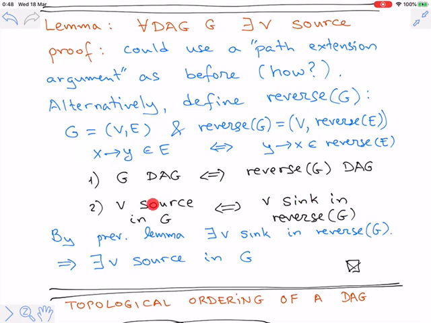Now, if a vertex V is a source in G, then it is a sink in the reverse of G, because if V is not a sink in the reverse, that means that there is an edge that emanates from V. The reverse of that edge enters V, which means V is not a source. So we get that if V is a source, then V is a sink, and we can prove the converse direction using a similar argument. Now, by the previous lemma, the reverse of G, being a DAG, has a sink. But this sink is a source in G, and that completes the proof.